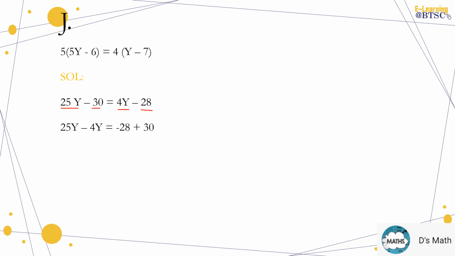You have to shift variables on one side and the constants on the other side. Now we have shifted the variables on one side and constants on the other side. Now we will solve them. 25y minus 4y is 21y and minus 28 plus 30 is 2. Next, 21 is multiplying over here. When it will be shifted on the other side, it will be divided. So our answer is 2 over 21.